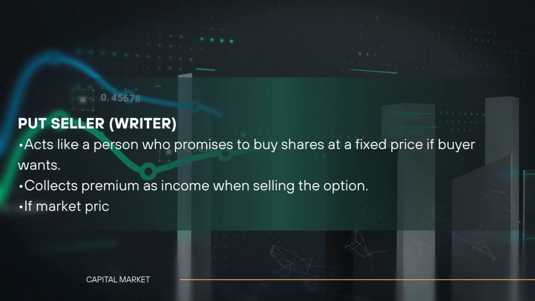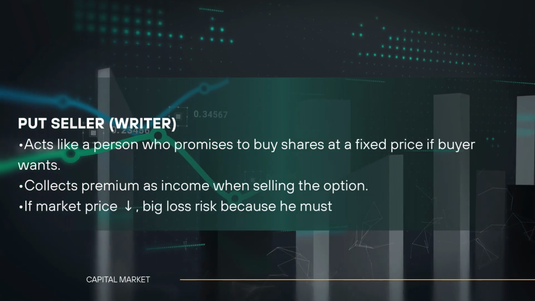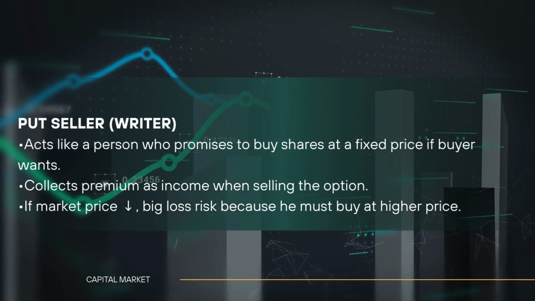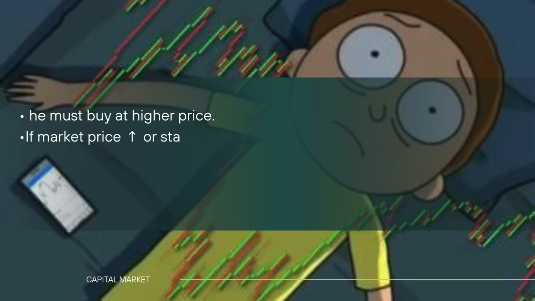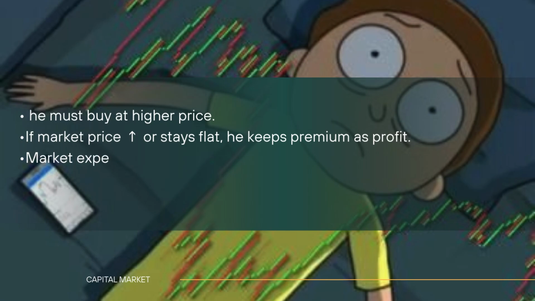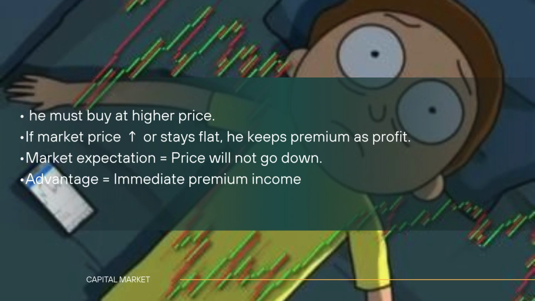If the market price falls sharply, the put seller suffers a big loss because he must buy at a higher price than the market. But if the market price stays the same or goes up, he keeps the premium as profit. A put seller usually expects that the price will not fall. Again, the benefit is immediate premium income, but the risk is large if the market crashes.